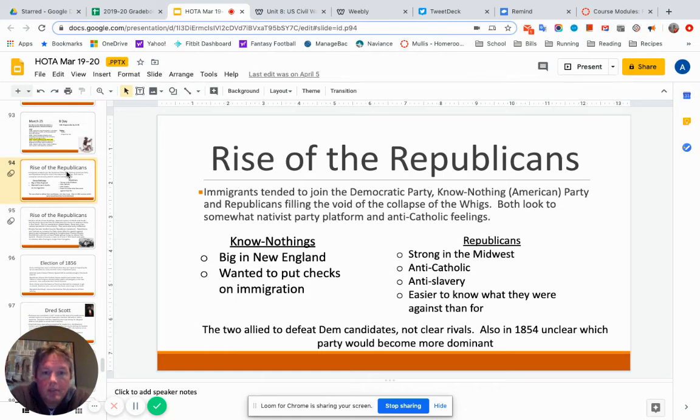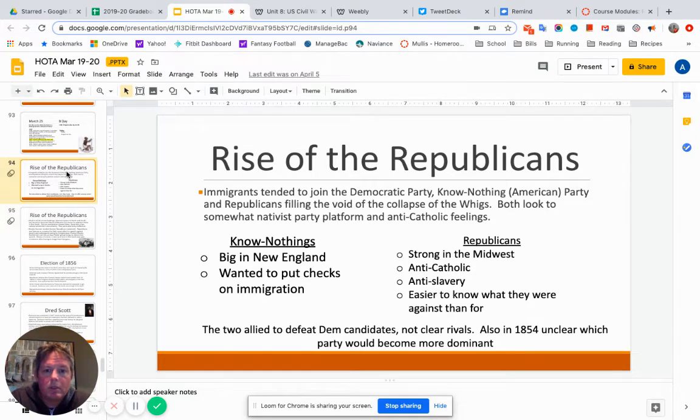As you can see, most people coming into the country usually tended to become part of the Democratic Party. That's not anything new. That happened all the way back since parties formed with the Democratic Republicans, and they transitioned with Jackson once that party died. In the North, with the Whigs' collapse, you have this void, and two political parties look to fill that space. They are the Know Nothing Party, also referred to as the American Party, and the Republicans.